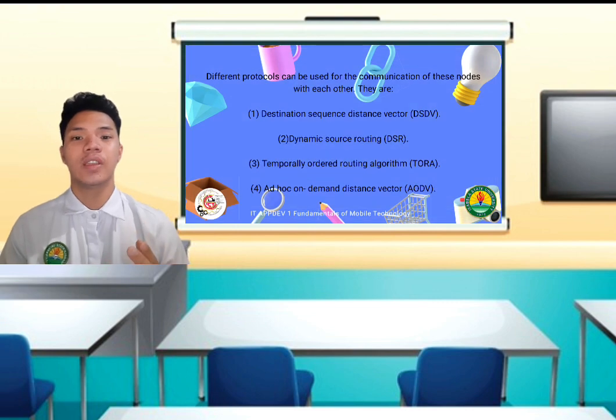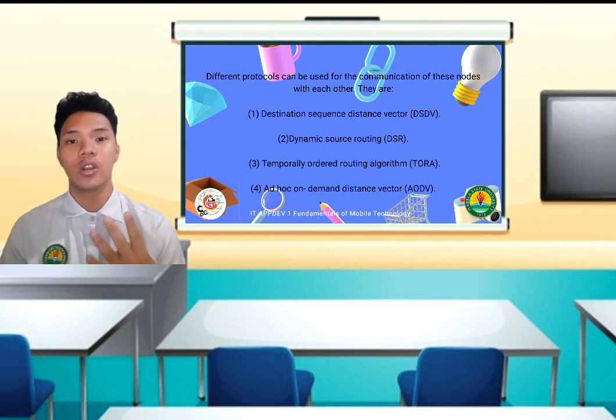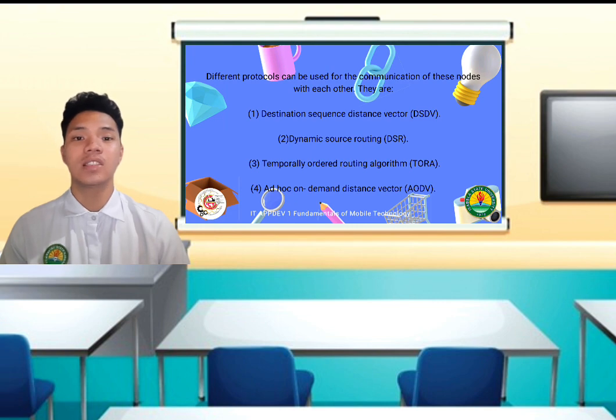These are the different protocols that can be used for communication of these nodes with each other. And they are: number 1, Destination Sequence Distance Vector or DSDV. Number 2 is Dynamic Source Routing or DSR. Number 3, Temporally Ordered Routing Algorithm or TORA. And number 4, Ad Hoc On-Demand Distance Vector or AODV.